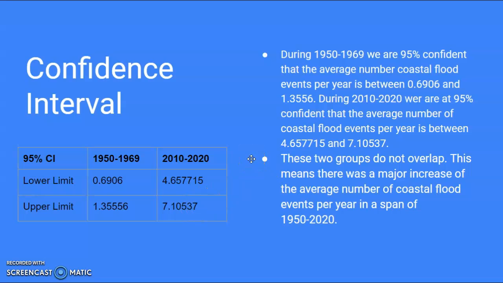This conclusion showed us that we were 95% confident that the average number of coastal flood events per year is between 0.6906 and 1.3556. During 2010 and 2020, we're 95% confident that the average number of coastal flood events per year is between 4.65715 and 7.10537. These two groups do not overlap. This means that there was a major increase of the average number of coastal flood events per year in the span of 1950 to 2020.